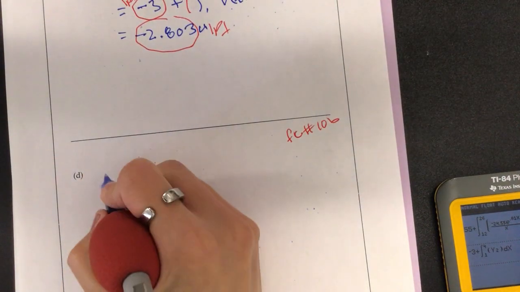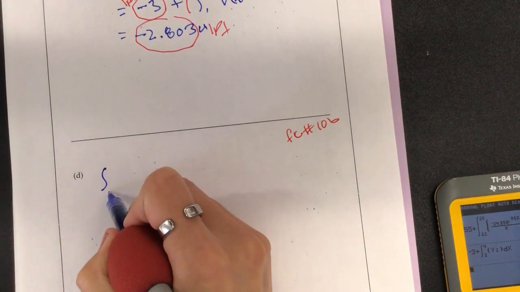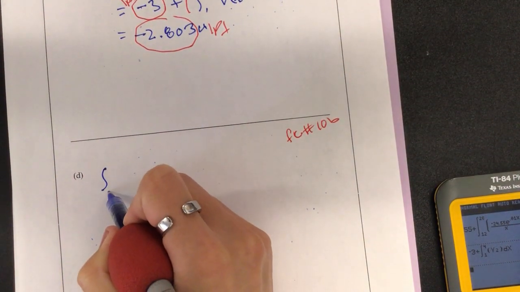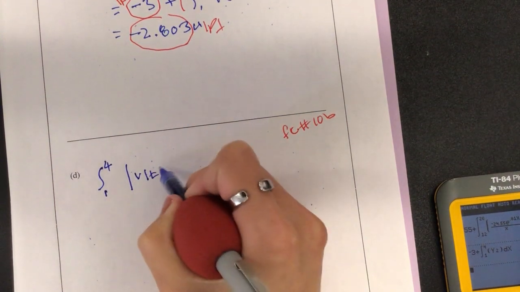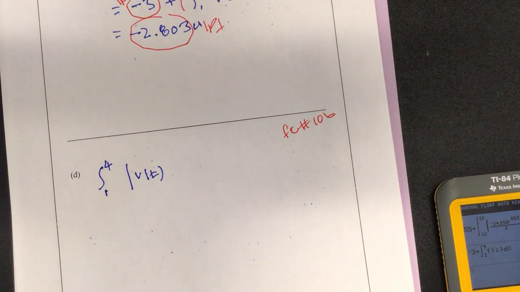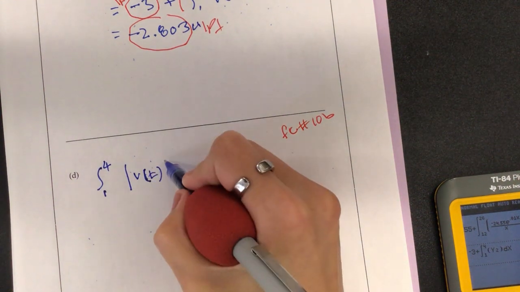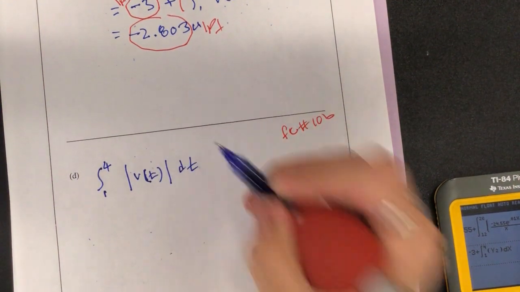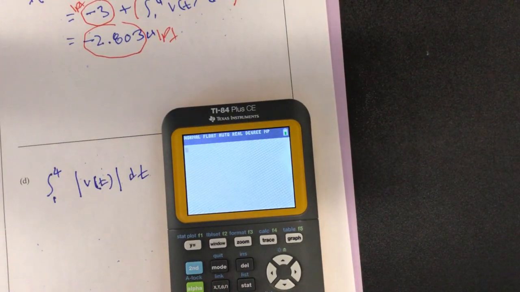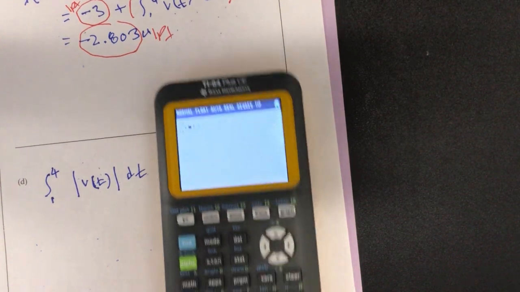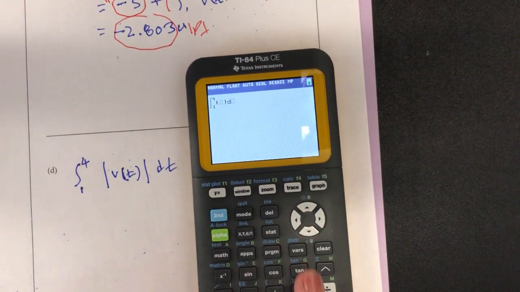It is the integral. What's my lower bound? 1. What's my upper bound? 4. And it's the absolute value of v of t. Didn't we already say v of t a while ago? I don't have to type that in again. You can if you want to, but that's going to waste your time. So let's go to our calc. Everyone go to Math 9. And I see about 5 of you not typing in. Know that I notice.